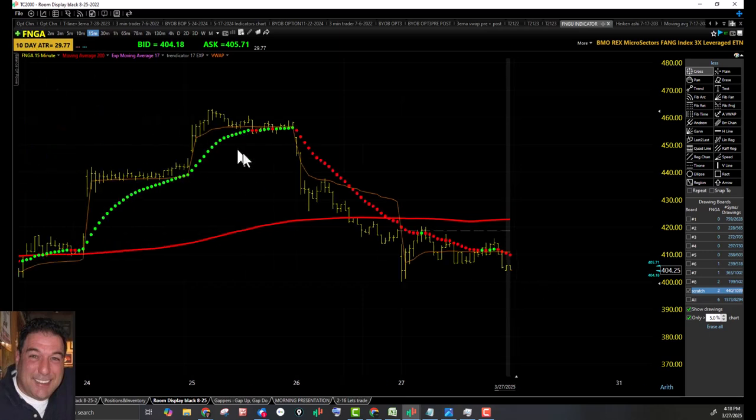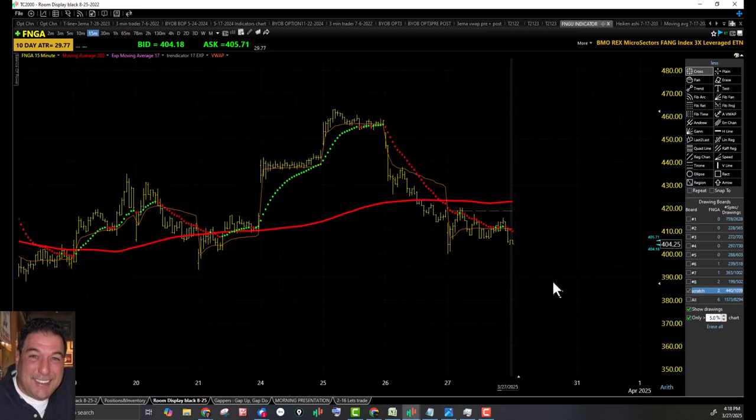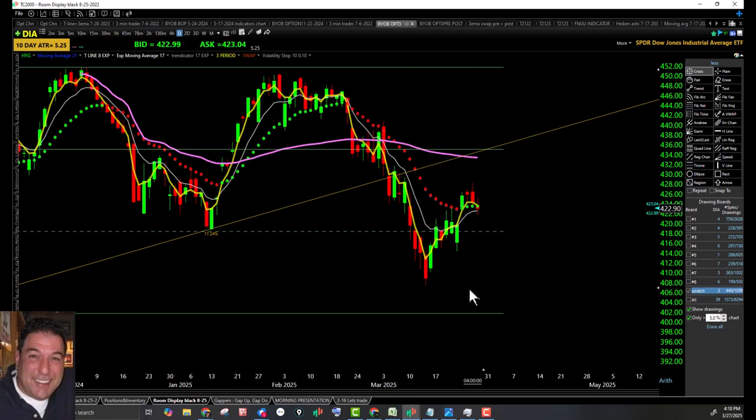FNGA right here. Bear flag. That's bearish for tomorrow. So probably more downside tomorrow. We'll see. Let's take a look at a few. Let's take a look at the XLE.